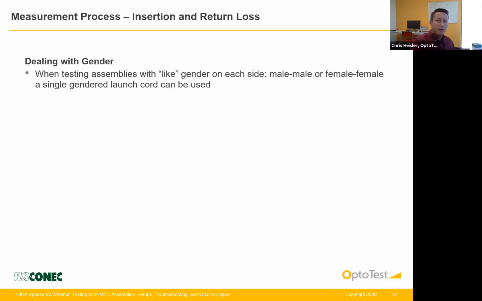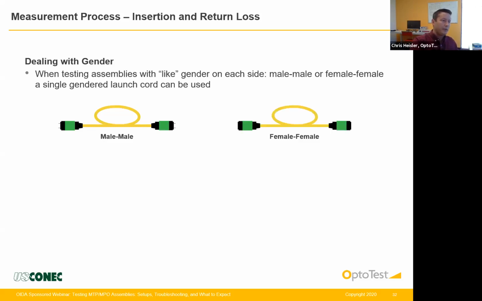Now, gender on MPO cables can be difficult to manage. Mating connectors of the same gender can damage connectors. This is a male-to-male mating, or result in poor alignment, female-to-female mating. So when testing assemblies with like gender, male-male or female-female, a single gendered launch cord can be used. So you have a male-male DUT or a female-female DUT.